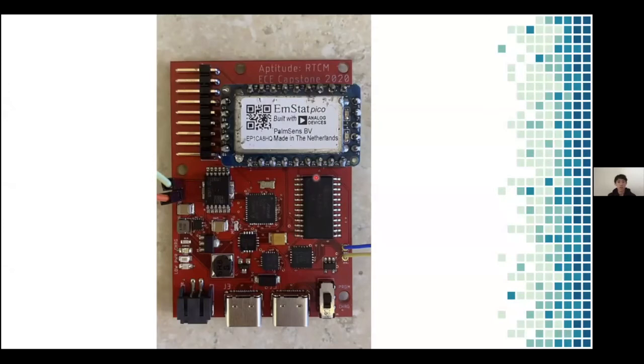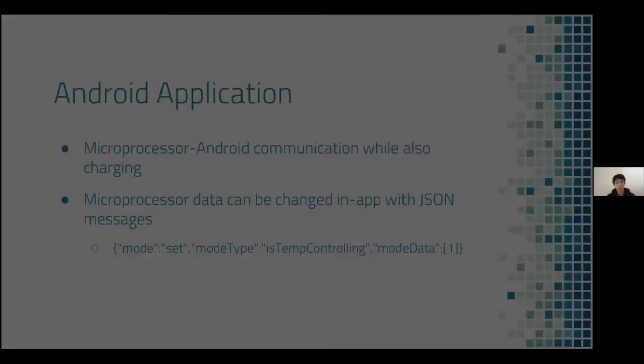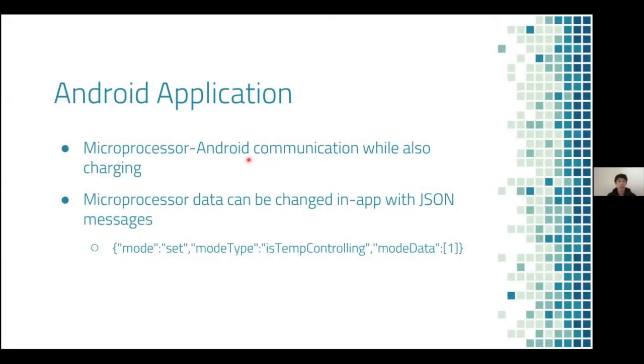And right now, we just need a software interface to control the system. And we got our Android application. The Android application can communicate with the microprocessor while charging. And the microprocessor data can be changed in the app by sending a JSON message. Here is our example JSON message. By sending this message to the microprocessor, it can change our hardware system's temperature control. So we can change the temperature by app.